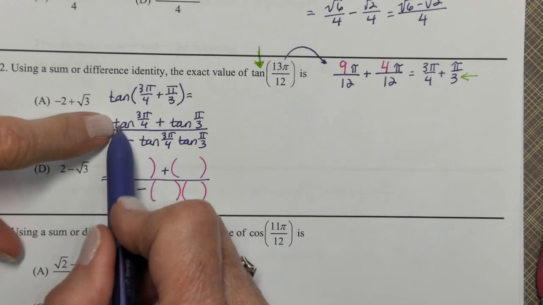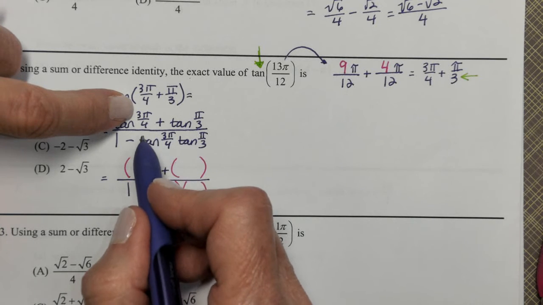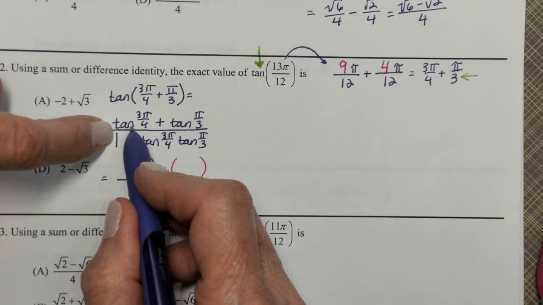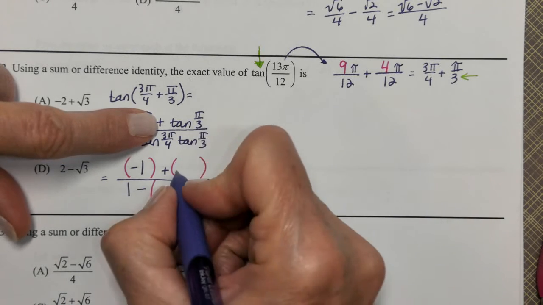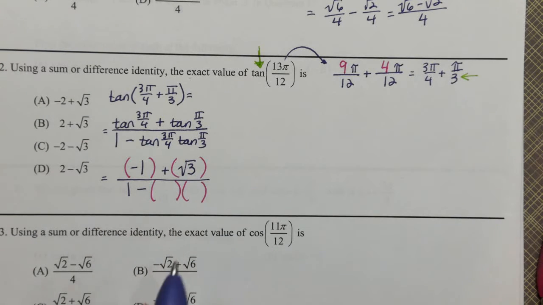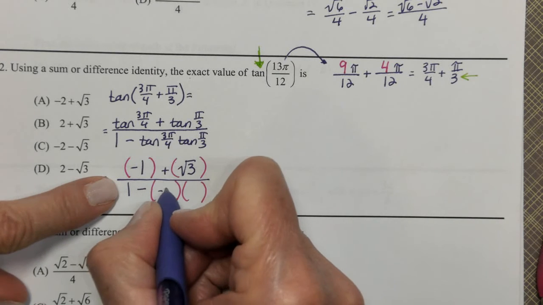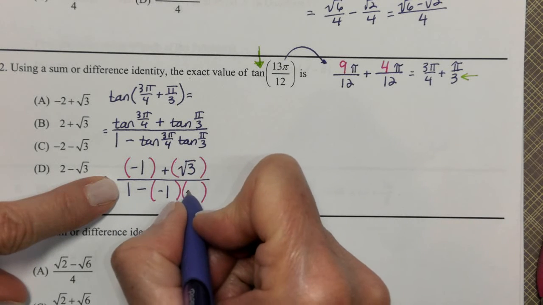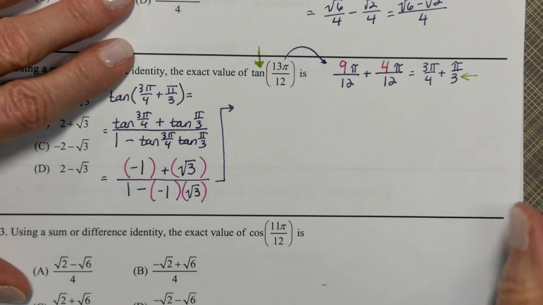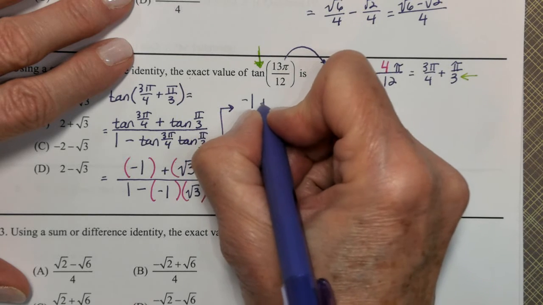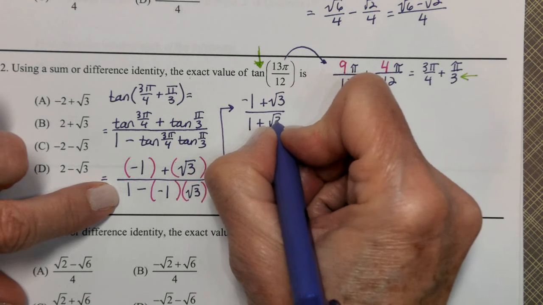Alright, tangent of 3 pi over 4. Well, tangent of pi over 4 is 1, but 3 pi over 4 puts it in the second quadrant where tangent is negative, so this is a negative 1. Tangent of pi over 3 is square root of 3. We have to know our unit circle values really well. And then tangent of 3 pi over 4 is still that negative 1. Tangent of pi over 3 is still square root of 3. Okay, so we have negative 1 plus square root 3 divided by 1 plus square root 3.